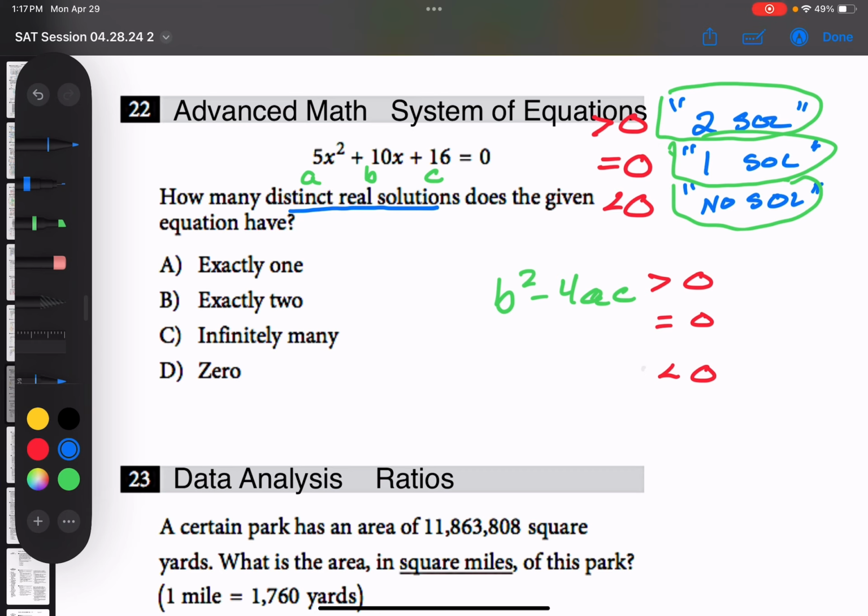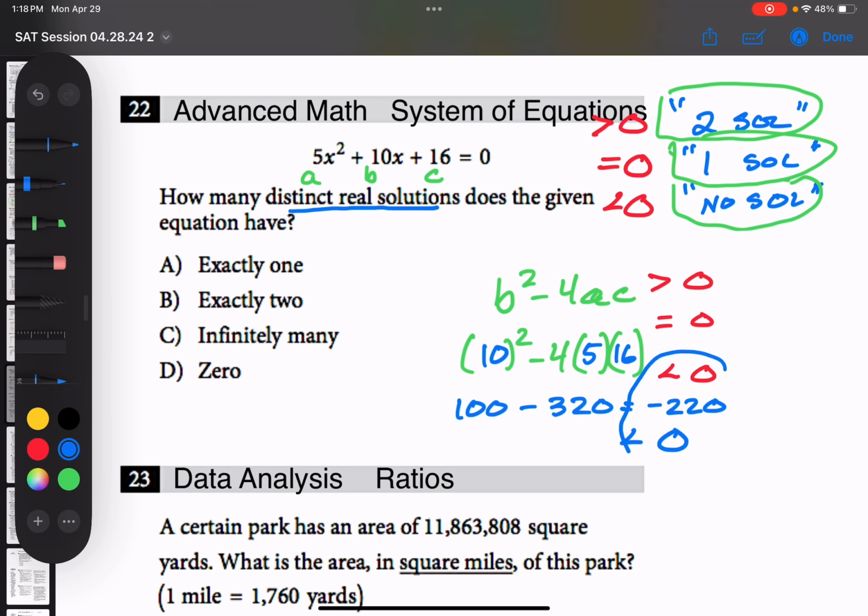So our B is 10 squared, so I'm going to stick the 10 in there, minus 4 times our A value and our C value. Our A value is 5, and our C value is 16. It's either going to be greater than 0, equal to 0, or less than 0. Let's solve. What's 10 squared equal to? 100. What's a negative 4 times 5? That's a negative 20. A negative 20 times 16 is a negative 320. If I solve that, it's equal to a negative 220, which is certainly less than 0.